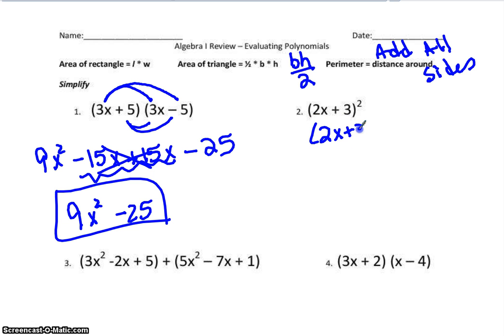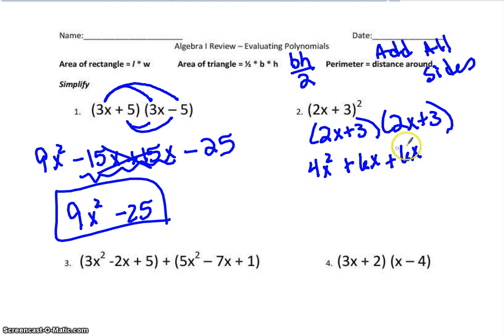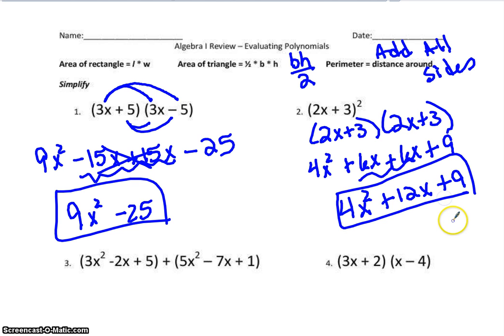Number 2 is 2x plus 3 quantity squared, which means that you're going to write it twice. 2x plus 3 times 2x plus 3, and now it works just like number 1. So 2x times 2x is 4x squared. 2x times 3 is plus 6x. 3 times 2x is plus 6x, and 3 times 3 is plus 9. The 2 in the middle should combine, so bring down your 4x squared. 6 plus 6 is 12, so plus 12x. Bring down your plus 9, and that is your answer.